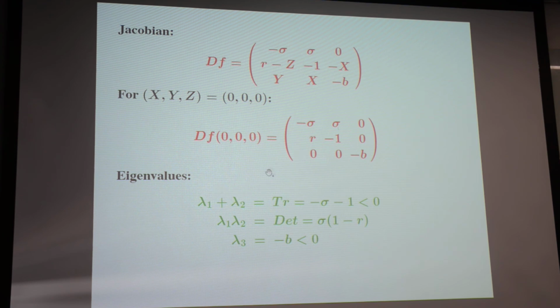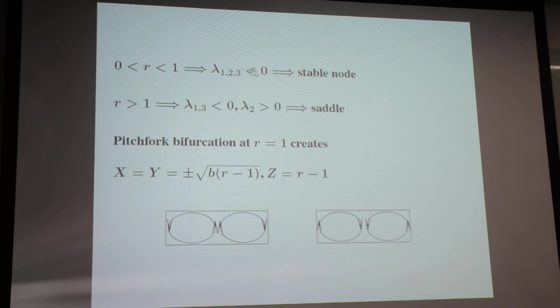Alternatively, remember we had this map, this picture with the trace and the determinant. The trace of this is minus sigma minus 1, so the trace is always negative, and the determinant is sigma minus sigma r, so the product of the eigenvalues is negative or positive, depending on whether you have r greater than 1 or less than 1. Anyway, you figure all this out. For r less than 1, all of these eigenvalues are negative, and hence 0 is stable. For r greater than 1, you have two of them being negative and one of them being positive.